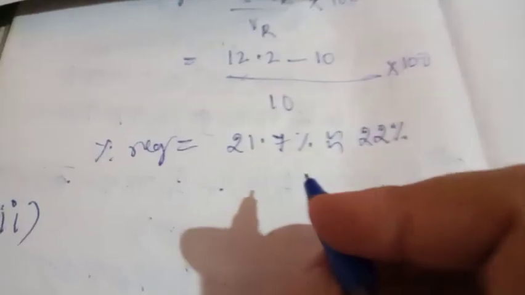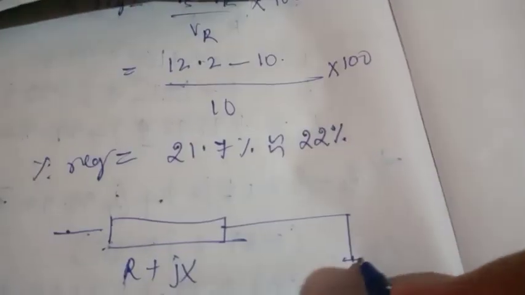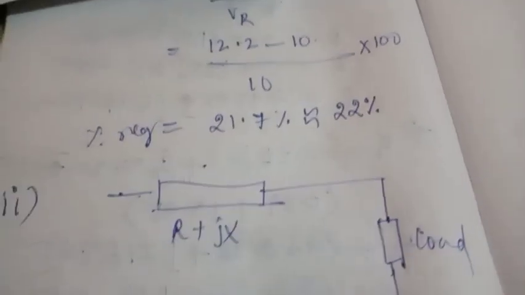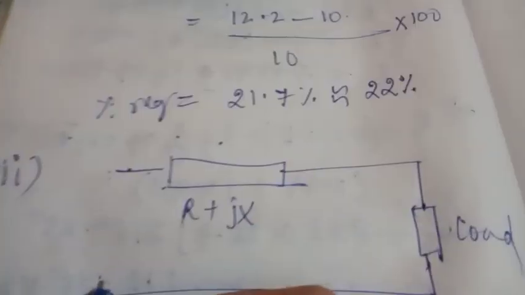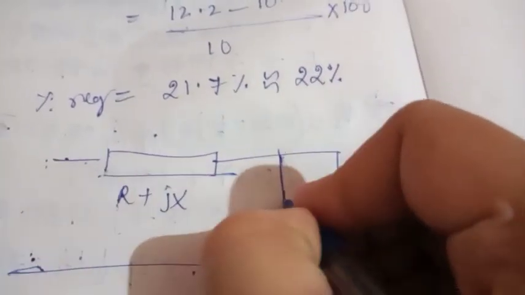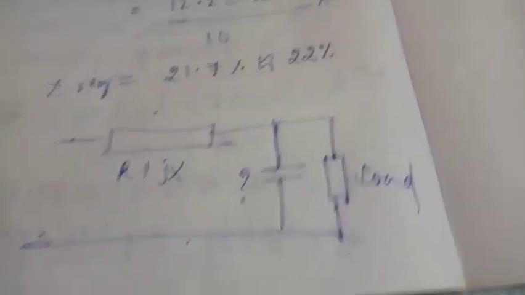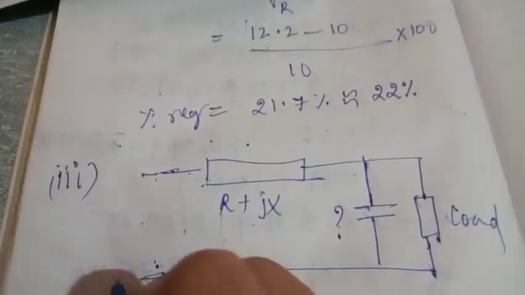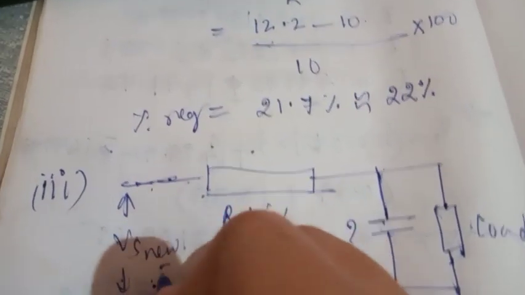How to do this? We have this short transmission line, R plus jX, and this is the load, and previously it was 10 kV. But now the regulation is reduced to 50%, because some parallel capacitance, some shunt capacitance, is connected across the load. What is this capacitance? I have to calculate. And what is the new sending end voltage? The new sending end voltage is a question mark.